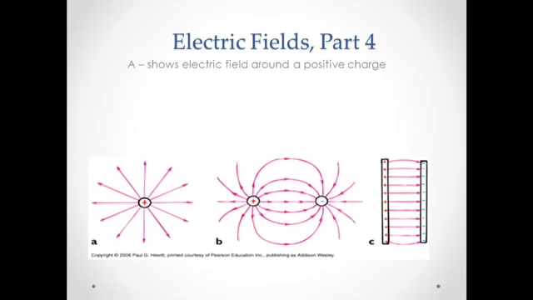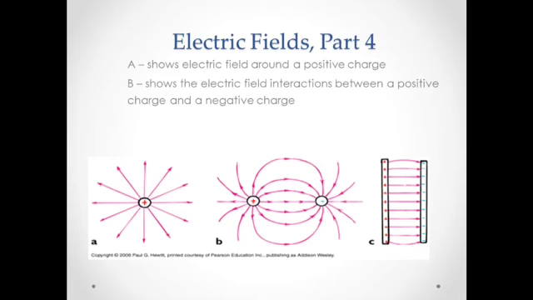Electric fields. As you can see, electric field A is just one positive charge, and all the arrows go out. Remember, positive charges, arrows point away. Looking at part B, you see there are two charges next to each other, and these charges are interacting with each other. The arrows are pointing out from the positive charge, and the arrows are pointing in to the negative charge, and you see that they are connected.